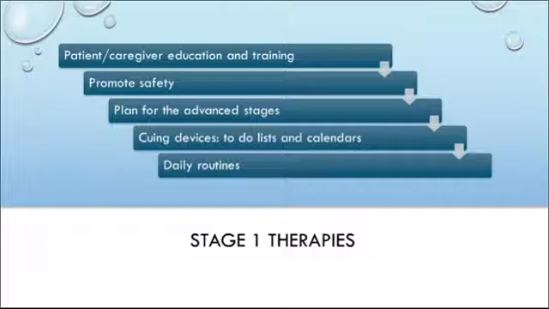So your stage 1 has reduced concentration and memory lapses noticeable by others. Problems functioning in work or social settings. So your therapies are patient and caregiver education and training. With Alzheimer's, the patient and caregiver, you plan for advanced stages. It is in stage 1 upon diagnosis that you talk to the patient and family and start planning for what they're going to do when they hit the later stages. It gives them time to think about it, to plan, and be involved in this and make informed decisions. Promoting safety.